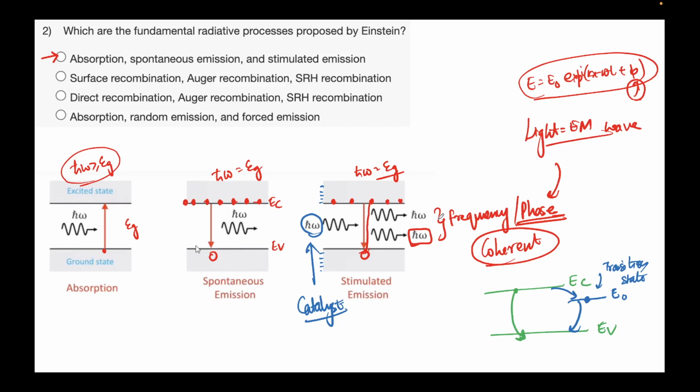So these are the three processes, and that's why it's called stimulated emission, because this incoming photon is stimulating the system to generate another photon of the same frequency and phase, which is missing in spontaneous emission. Spontaneous emission can occur on its own. It doesn't depend on the incoming photon. It happens on its own, in fact, regularly. But stimulated emission needs an external stimulus.